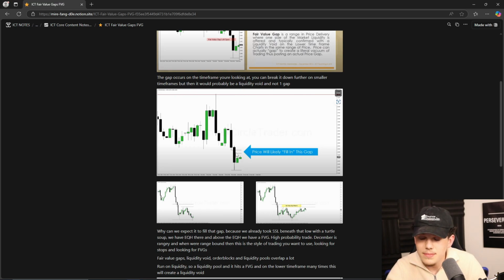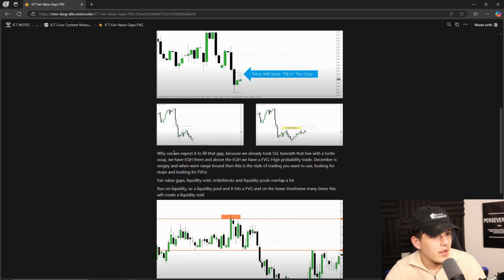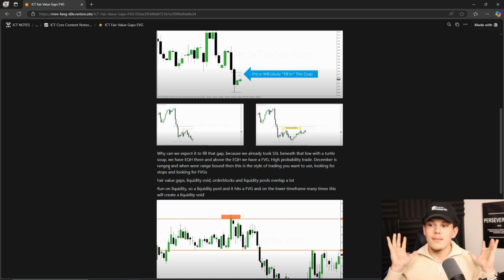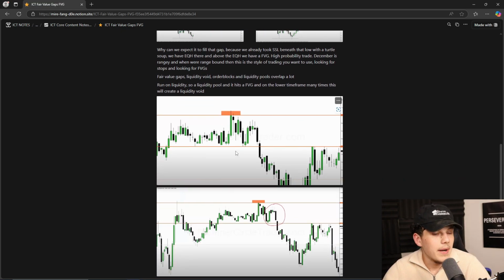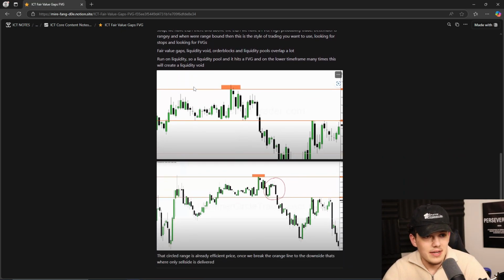So that's why we use them as price targets, where we anticipate price is going to go fill that fair value gap. Why can we expect it to fill that gap? Because we already took sell side liquidity beneath that low with a turtle soup. What is a turtle soup? Brief example, there's a high, we go here, we take the high, we go back down lower. Now, I'll explain turtle soup in depth way later on in this boot camp. But you can anticipate a sweep of buy side liquidity. We trade down, fair value gap, move it down lower.